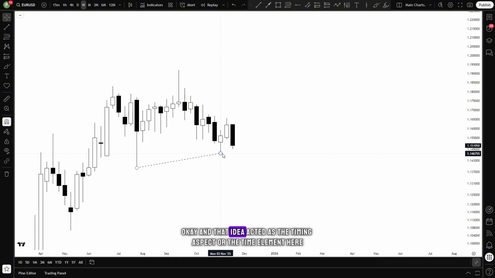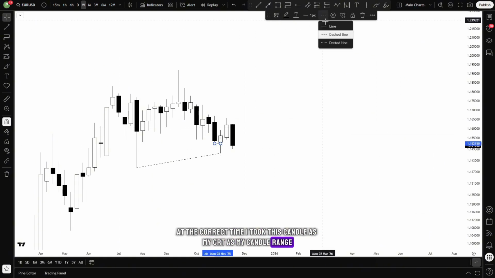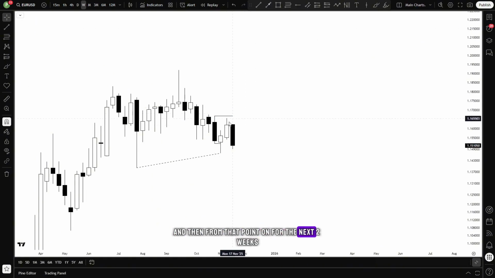Okay, and that idea acted as the timing aspect, or the time element here. And since all of these factors were aligned right here at the correct time, I took this candle as my CRT, as my candle range. And from that point on, for the next 2 weeks, I shifted my bias to a short-term bullish directional bias with this CRT high as my drawn liquidity.